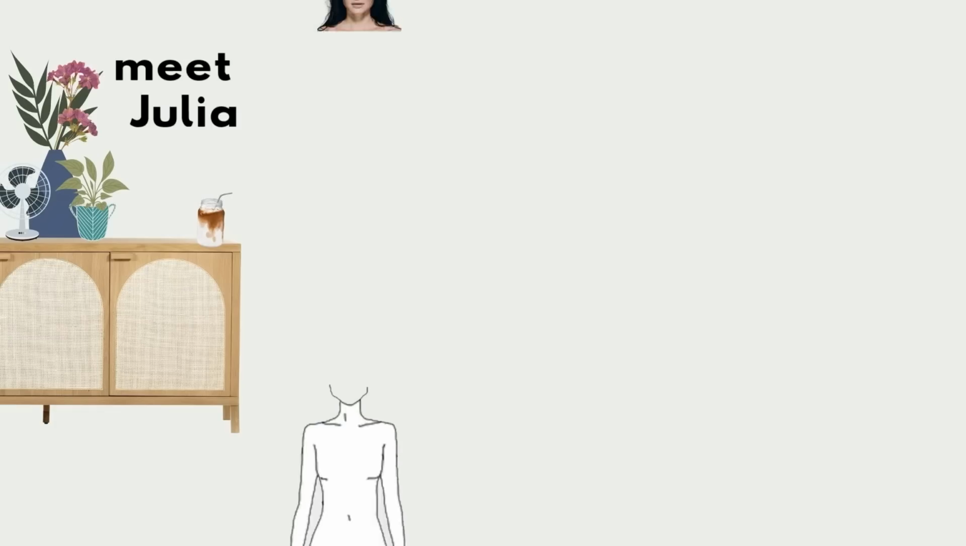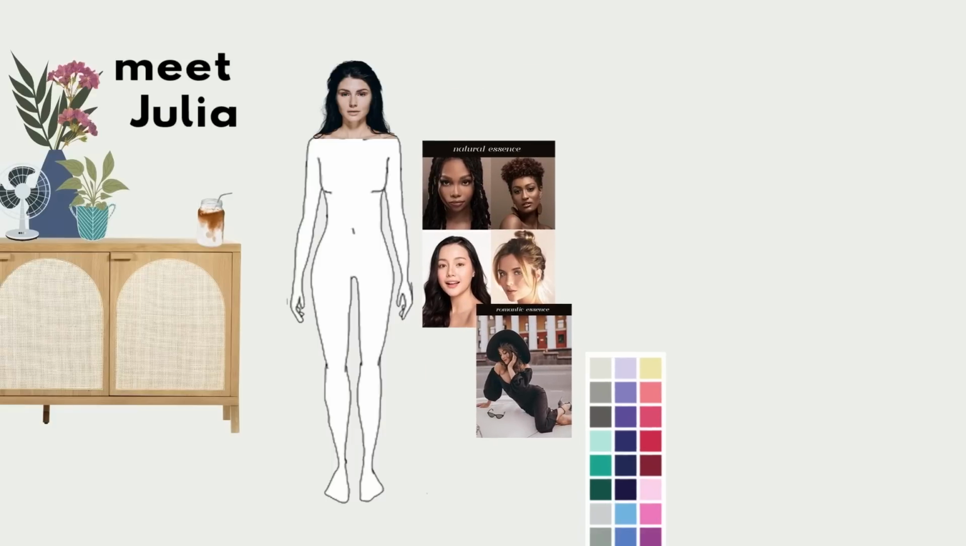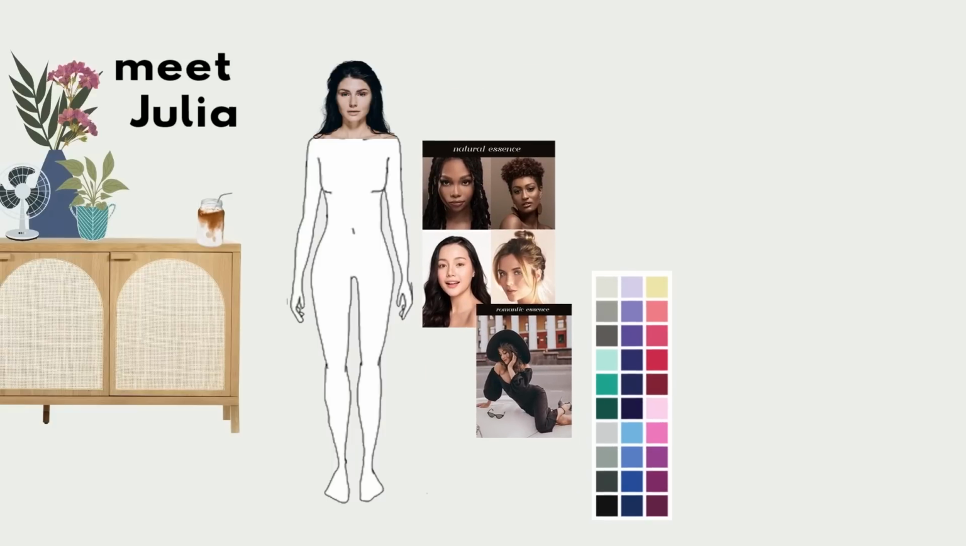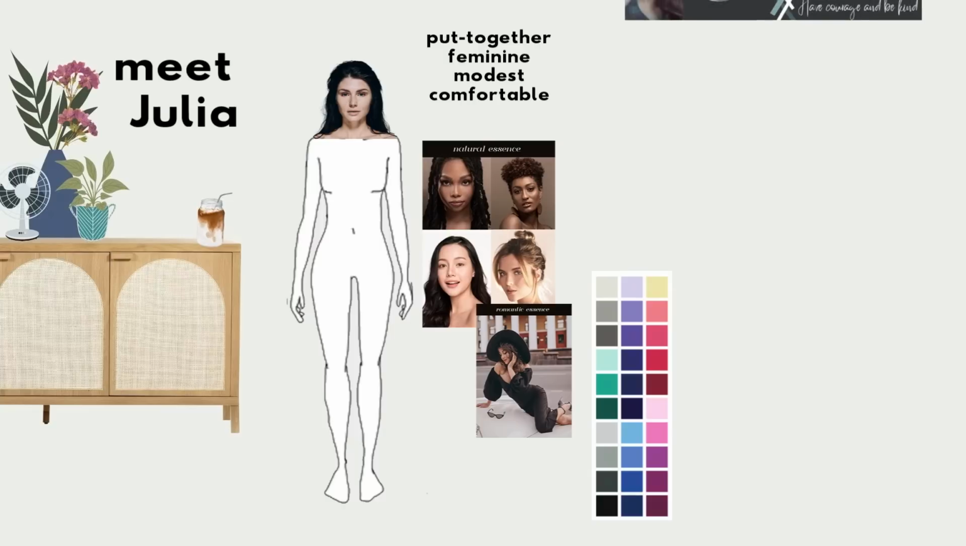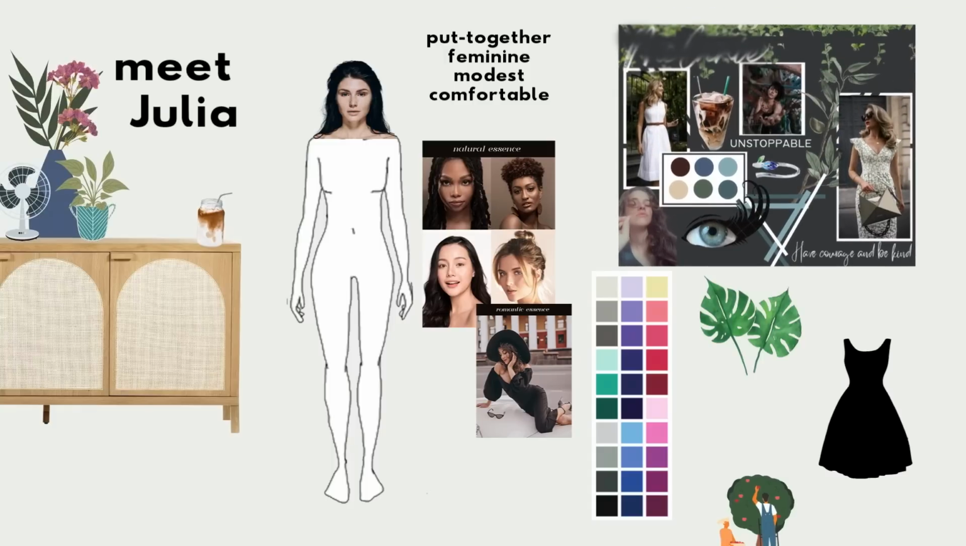Meet Julia. She's a Kibbe dramatic classic with a natural essence and a touch of romantic. She is cool-toned and leans into brighter colors. Nothing too dark or too muted. She wants to look put together, feminine, modest, and comfortable. And her personal style map looks like this. She lives in a tropical country and is a homemaker and tends to wear dresses, but also works on an orchard, so could use a pants outfit as well. She doesn't wear makeup but would love some hair or accessory ideas. Let's build her an outfit for each.